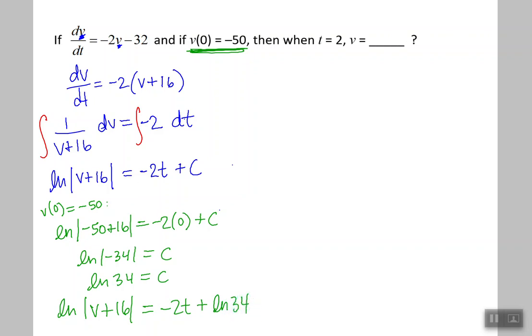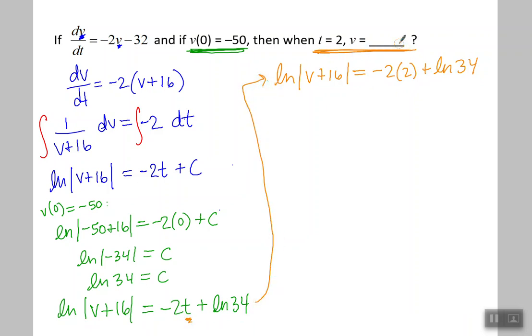Now I have a particular solution that I can use to answer the question about what is v when t equals 2. Taking my equation from here, natural log of absolute value of v plus 16 equals negative 2 times 2 plus natural log of 34, where I took my particular solution and I plugged in the value for t that they gave me. Now I can simplify over here, so I have natural log of absolute value of v plus 16 equals negative 4 plus natural log of 34. We need to figure out what v equals, which means we need to solve for v.